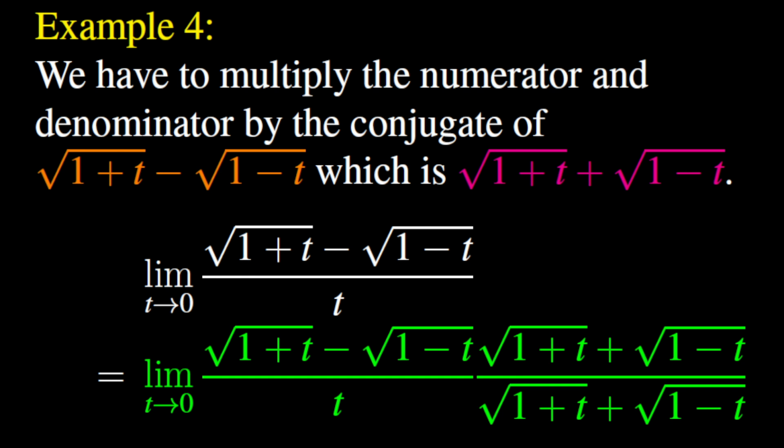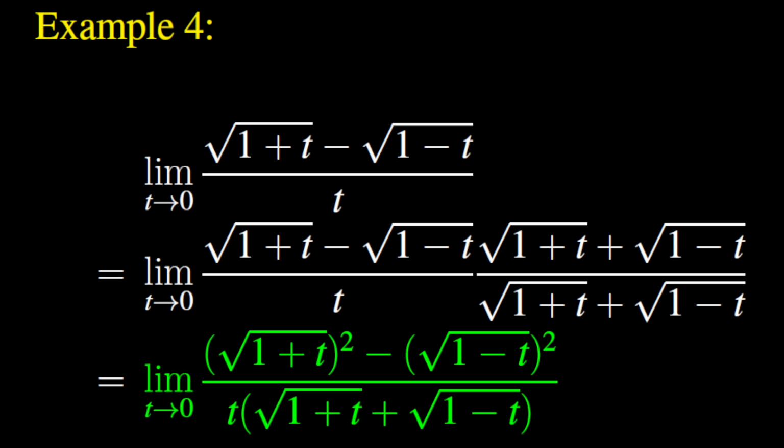same quantity. As we expand the square root of 1 plus t, minus the square root of 1 minus t times its conjugate the square root of 1 plus t, plus the square root of 1 minus t, we see that we have a difference of two squares. In fact, on the numerator, we have the square root of 1 plus t to the power 2, minus the square root of 1 minus t to the power 2, and on the denominator, we have t times the quantity the square root of 1 plus t, plus the square root of 1 minus t.